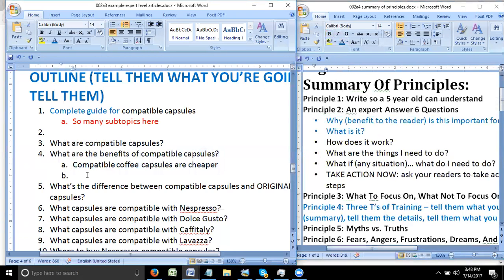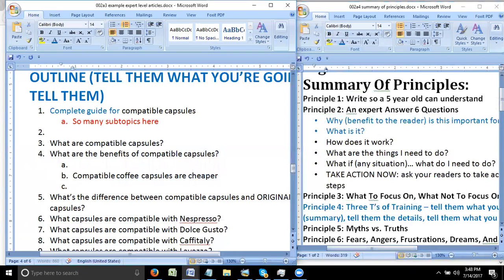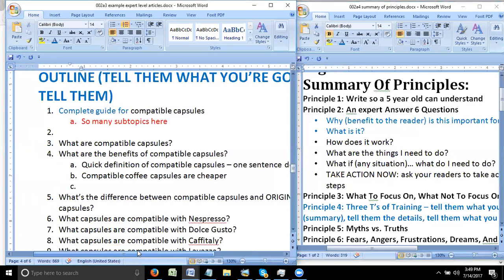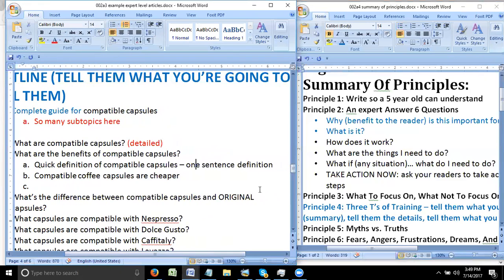Now what we could do is, under "What are the benefits of compatible capsules," we could have a quick definition of compatible capsules. It's maybe just a one-sentence definition. And when we define that, of course, we define it simply. Write so that a 5-year-old can understand. But at this point, we're just coming up with the outline. We're not writing anything yet. So this one might be the detailed version, and this one here might be just the summary.